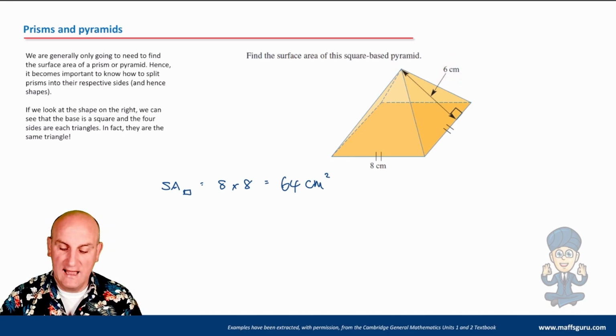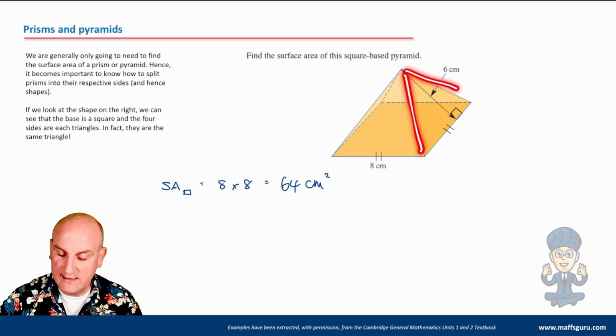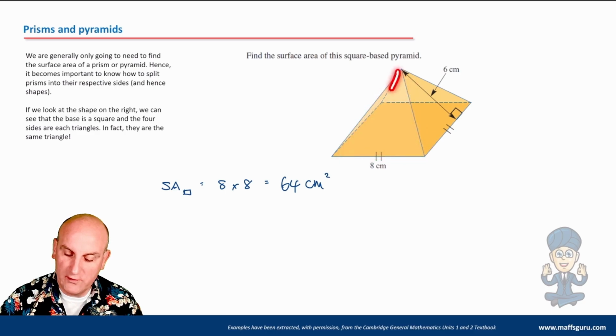Well, our pyramid has 4 triangles. It has 4 triangles there. It's got a triangle there, 1, 2, 1 on the side and 1 at the back. So I'm going to work out the surface area of just one of the triangles.